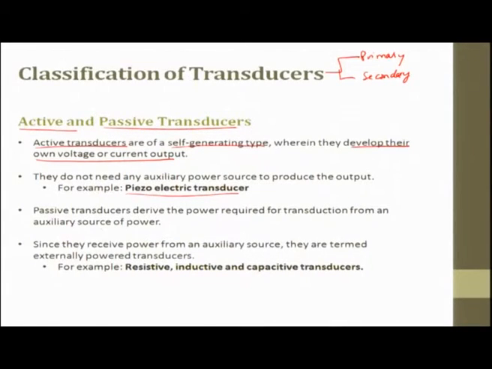Passive transducers derive the power required for transduction from an auxiliary source of power. So, for the final transducer to come out with a displacement or a display, they use power. Since they receive power from the auxiliary source, they are termed externally powered transducers. Examples: resistive type, inductive type and capacitive type transducers are called passive transducers. Passive means power required; active means self-generating.